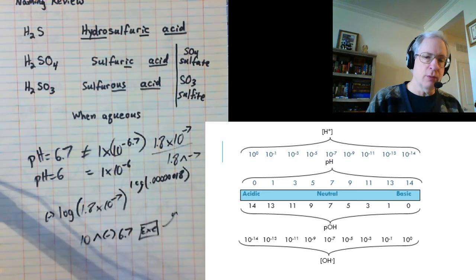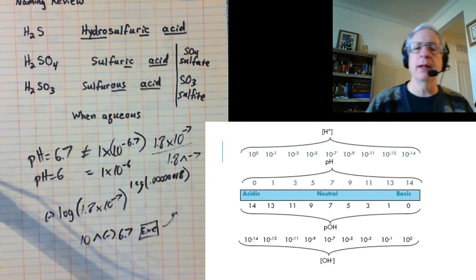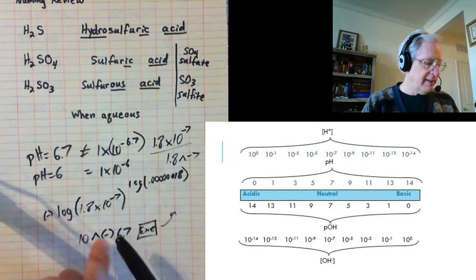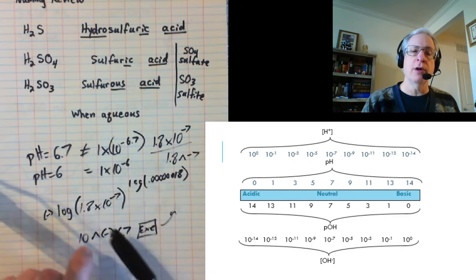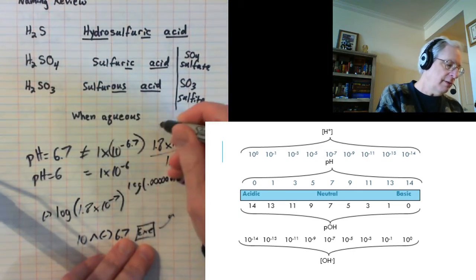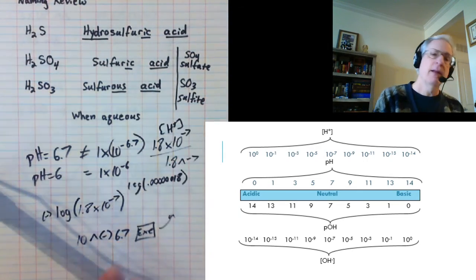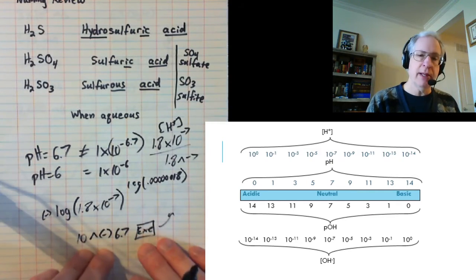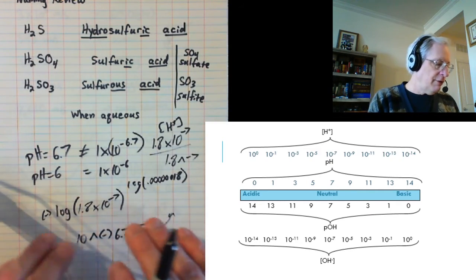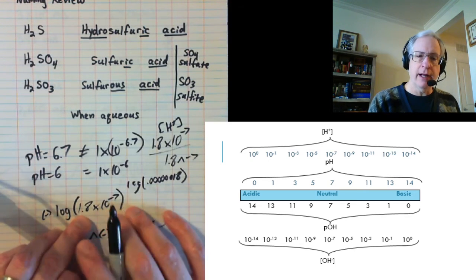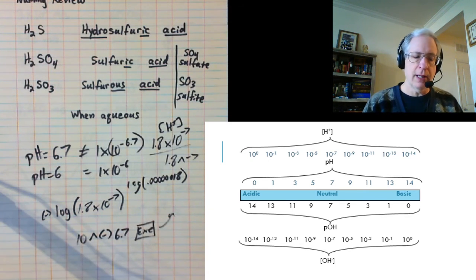Now I just made up this 1.8 value. I don't know if that's what it is, but 10 to the negative pH value is how you go from pH to hydrogen ion concentration. So this is hydrogen ion concentration. pH to hydrogen ion concentration, 10 to the negative pH. Hydrogen ion concentration to pH, negative log of the hydrogen ion concentration in parentheses gives you the pH.